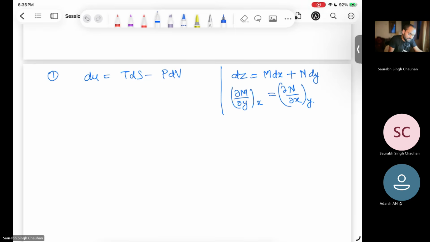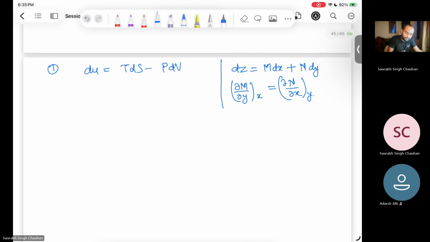So this is the condition of exactness. If we compare this differential dU with this differential dz and use the condition for exactness, then you can write partial derivative of T with respect to V, keeping S constant, should be equal to partial derivative of P with respect to S, keeping V constant. So this is one of the Maxwell equations.